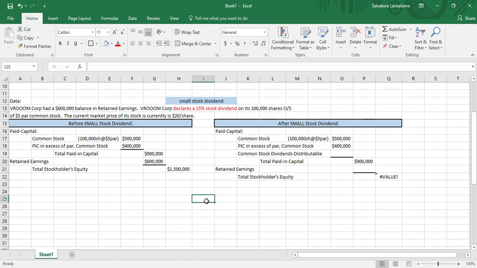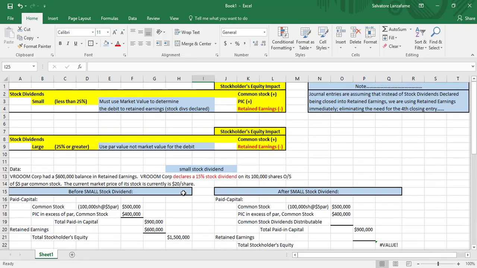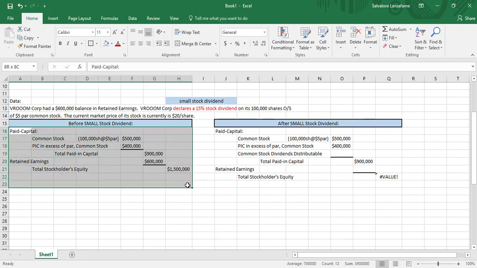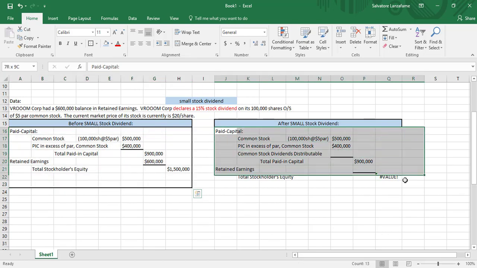So question number two, now that we know this is a small stock dividend: do I use the market price or do I ignore it? If you remember from a few minutes ago, I mentioned that if you have a small stock dividend, you must use the market value to determine the debit. Okay, so here's some math that we're going to do. Let's put a box around this so that you don't confuse the math with part of this box.